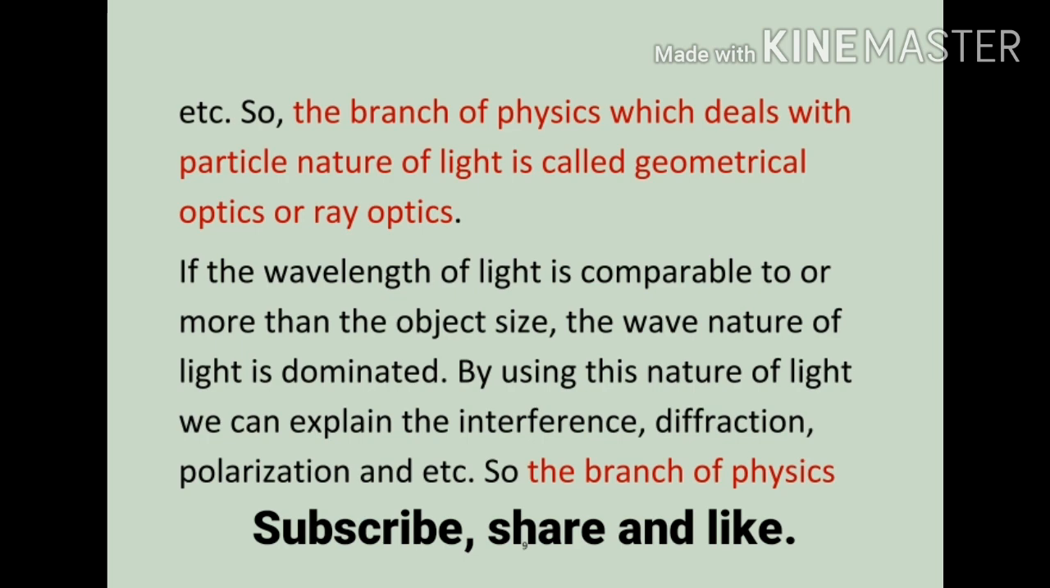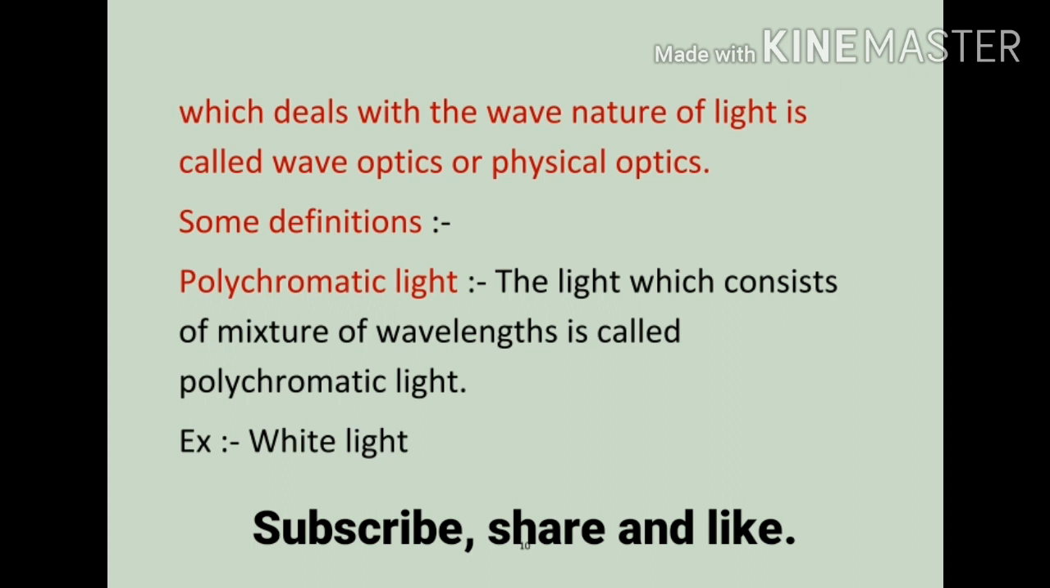Next, if the wavelength of light is comparable to or more than the object size, the wave nature of light dominates. By using this nature of light, we can explain interference, diffraction, polarization, etc. So, the branch of physics which deals with the wave nature of light is known as wave optics or physical optics. To understand wave optics or geometrical optics, we need some definitions.